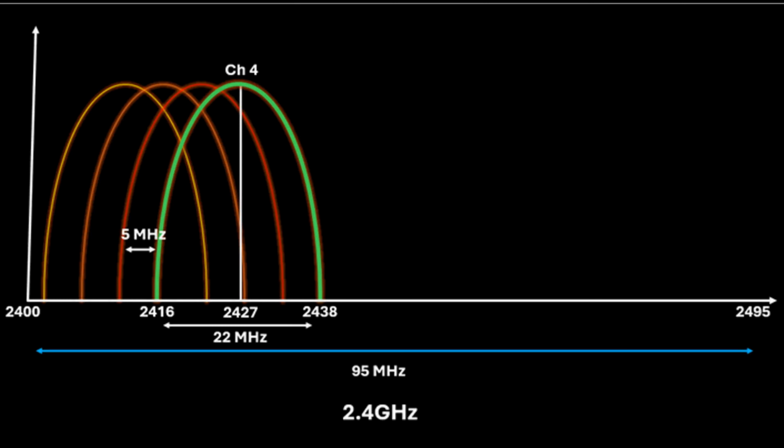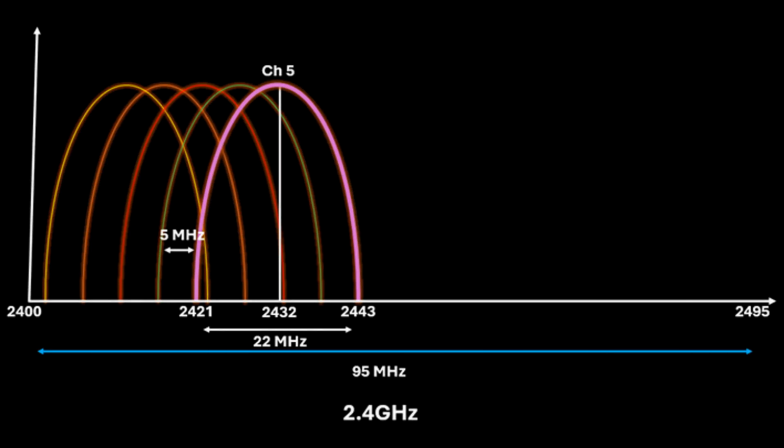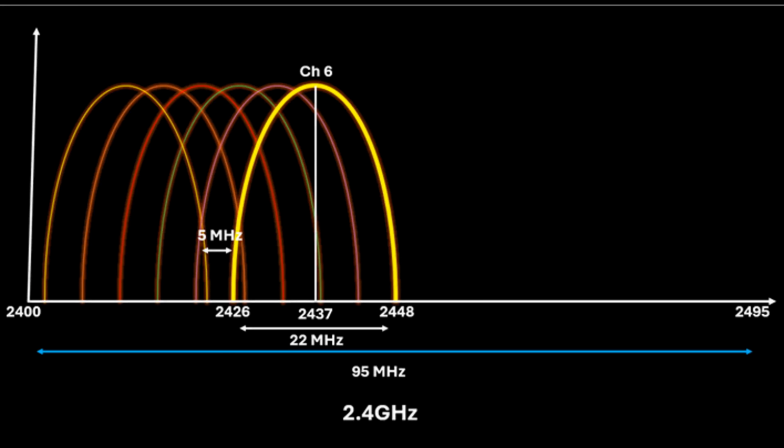Channel 4, frequency ranges from 2416 MHz to 2438 MHz with center frequency at 2427 MHz. Channel 5, frequency ranges from 2421 MHz to 2443 MHz with center frequency at 2432 MHz. Channel 6, frequency ranges from 2426 MHz to 2448 MHz with center frequency at 2437 MHz.